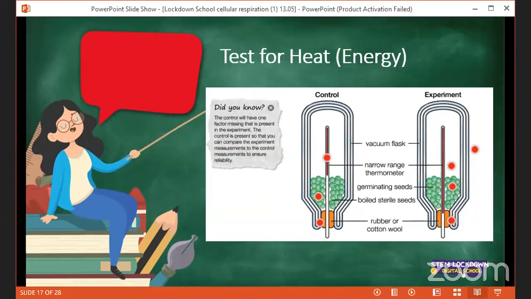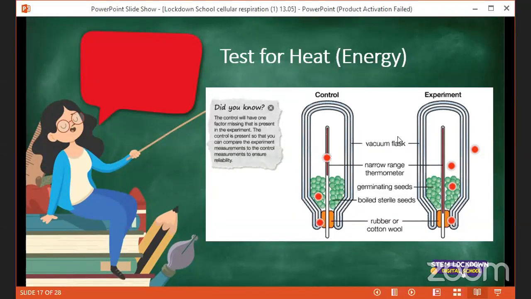It says the control will have one factor missing that is present in the experiment. The control is present so that you can compare the experiment measurements to the control measurements to ensure reliability, right? So here we have inverted vacuum flasks. On the left-hand side, we have our control flask, and here we have our experiment. So we'll be comparing our experiment to the control. Okay.